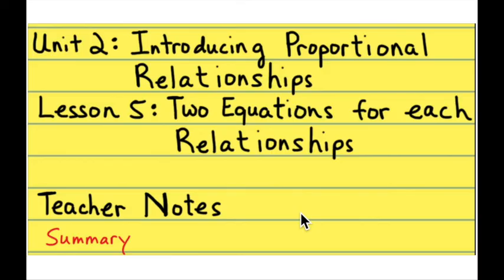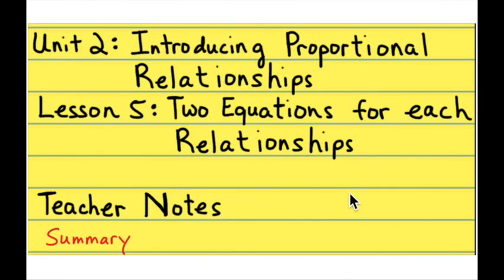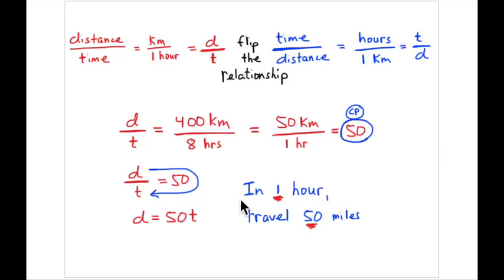All right, so this is the cool down activity 5. This is the summary for lesson 5, 2 equations for each relationship. And I don't think I've been making the point strongly enough about those 2 equations, that the constants of proportionality for those 2 equations are reciprocals of each other. They're multiplicative inverses. And this is the last activity that we just did.